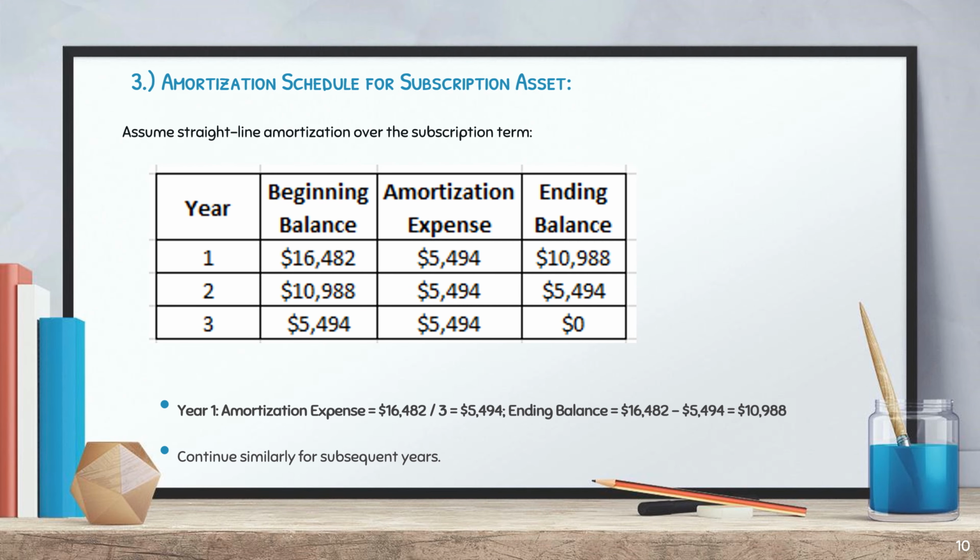For the amortization schedule for the subscription asset, assume straight-line amortization over the subscription term. Year 1, amortization expense equals $16,482 divided by 3 equals $5,494. Ending balance equals $16,482 minus $5,494 equals $10,988. Continue similarly for subsequent years.